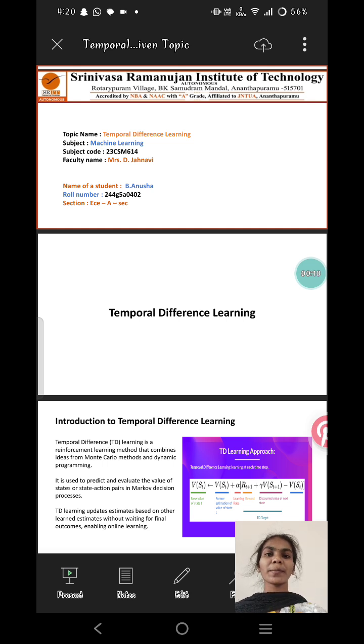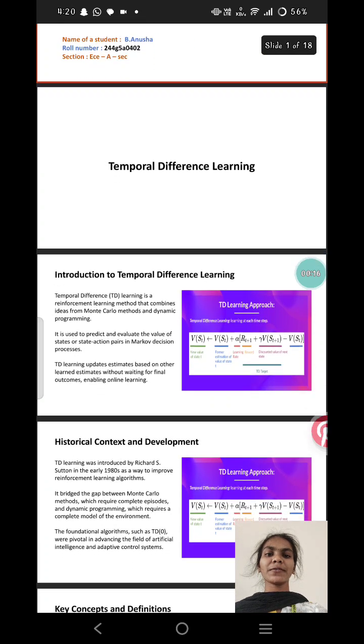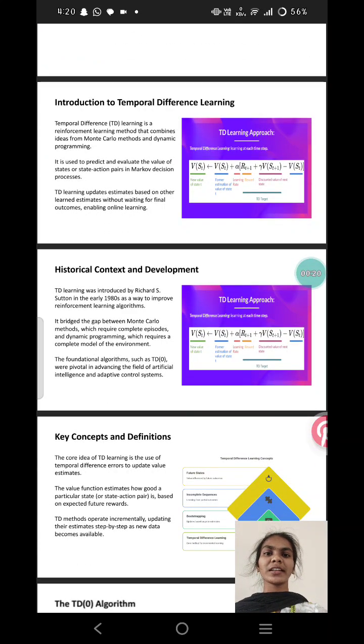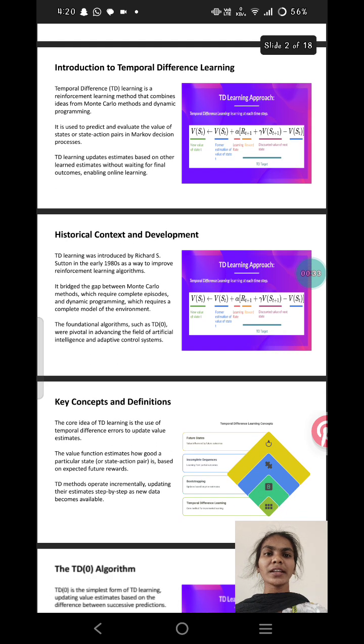Today, I am going to give a presentation on the topic of temporal difference learning in machine learning. Introduction to temporal difference learning. Temporal difference learning is also denoted as TD. It is a reinforcement learning method that combines ideas from Monte Carlo methods and dynamic programming. Here this shows temporal difference learning at each time step.